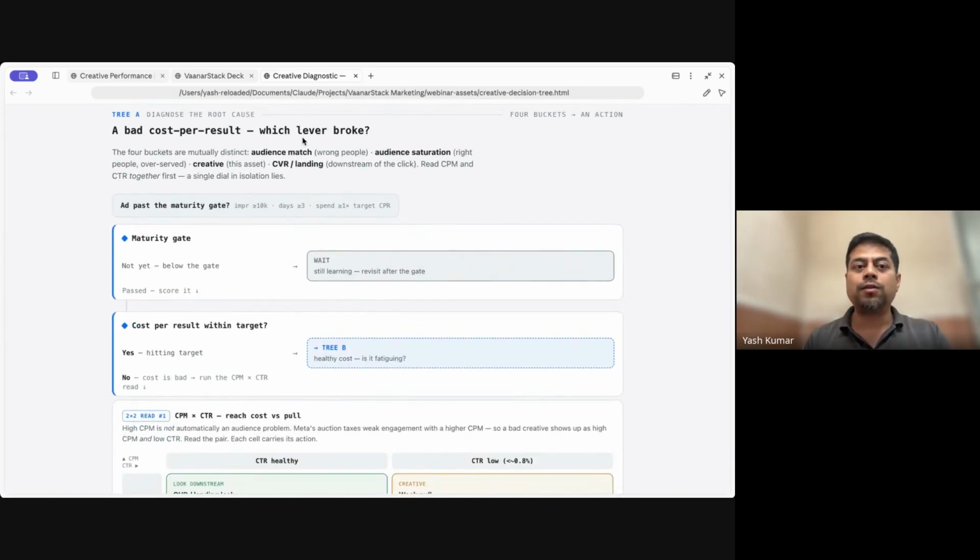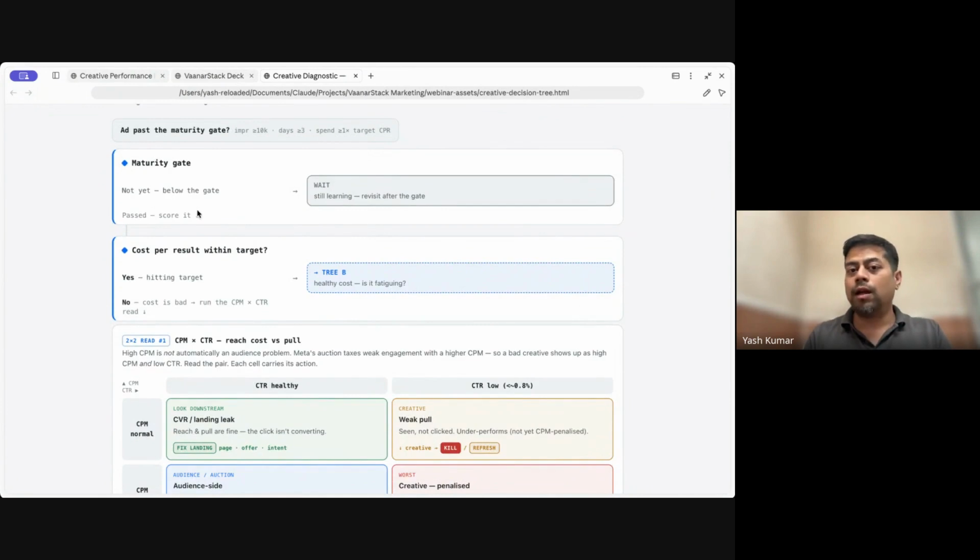A bad cost per result, which lever broke. So the first gate is the maturity gate. Did you have enough impressions itself? Do not take a call if the ad is very immature. If there are only 1,000 impressions, I don't want to say, okay, kill this ad or scale up this ad, right? So I will wait for maybe 10,000 impressions. Now, these controls that are there, you can vary up and down a bit based on your industry. I put some general numbers in terms of what we use in the industry, but based on your specific client, these are the numbers that you can vary up and down, right? So the first gate is the maturity gate.